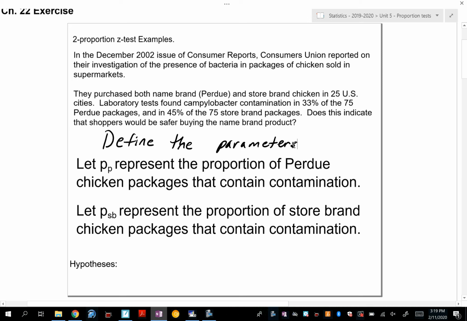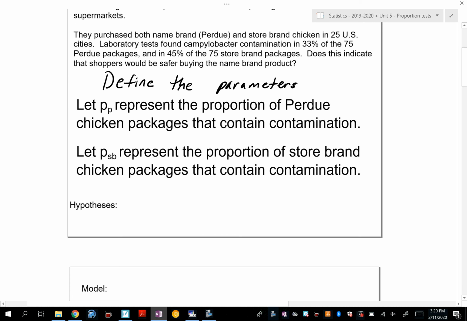So here are the parameters. I'm going to use P sub P to represent the proportion of all Purdue chicken packages that are contaminated. Then I'm going to use P sub SP for store brand, the proportion of store brand chicken packages that contain contamination. So, hypotheses. Now, I already told you that the null hypothesis is we're going to say that they are no different from each other.